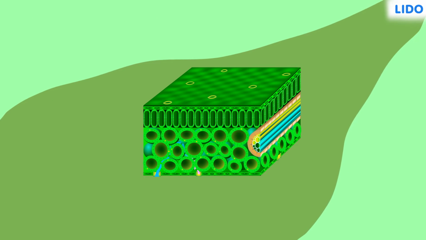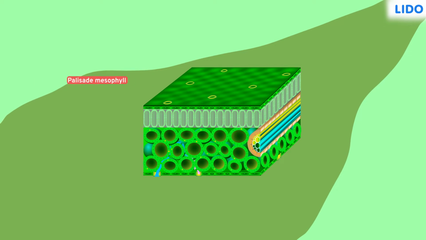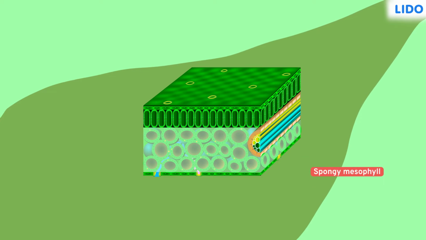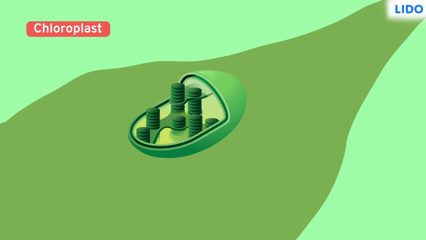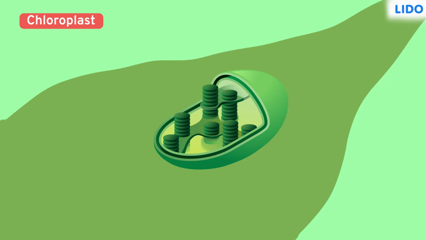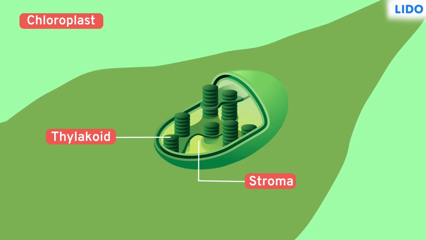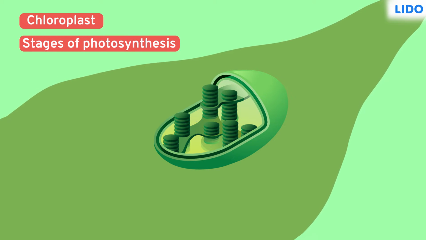Below the epidermis, there is a layer of tightly packed cells called the palisade mesophyll cells, and below them is a loose layer of cells called the spongy mesophyll. The mesophyll cells contain a special organelle called the chloroplast. The chloroplast is the main center for photosynthesis. Inside the chloroplast, there is a fluid medium called the stroma and several coin-like structures called thylakoids, which contain chlorophyll pigments. The process of photosynthesis takes place in three parts.